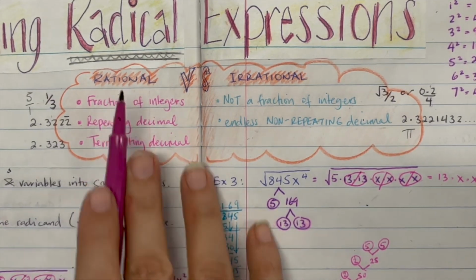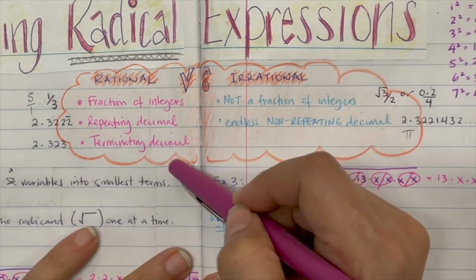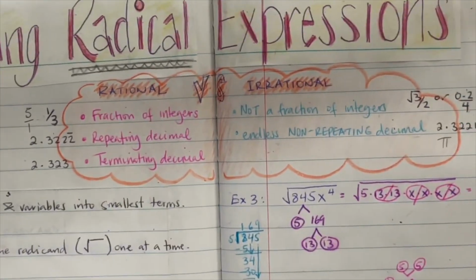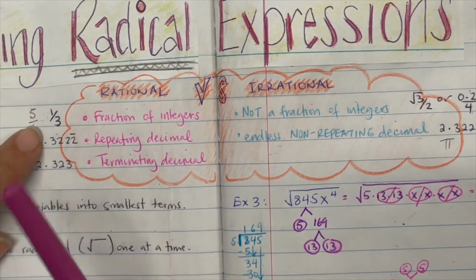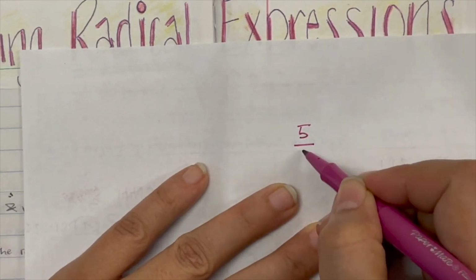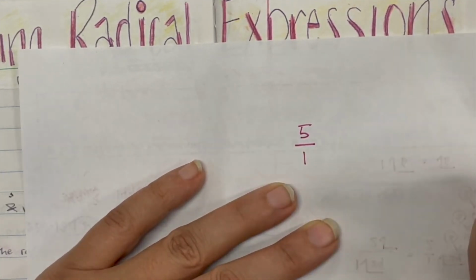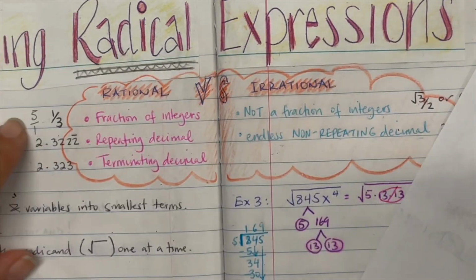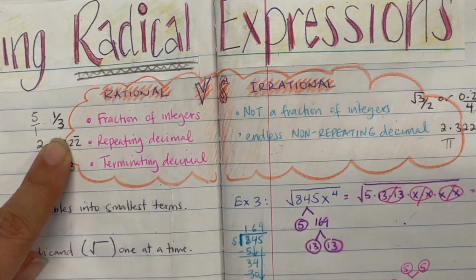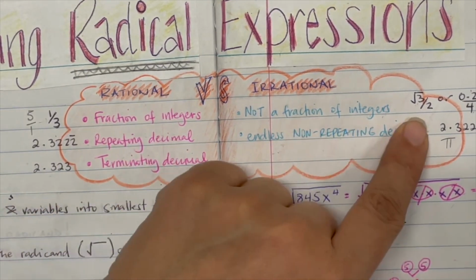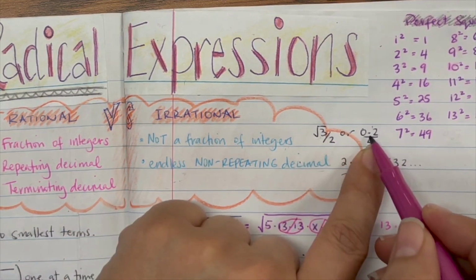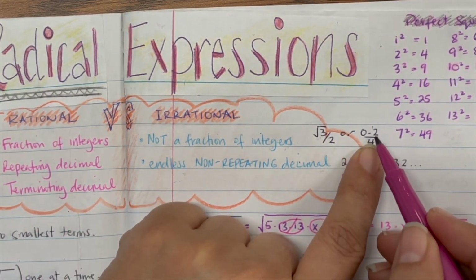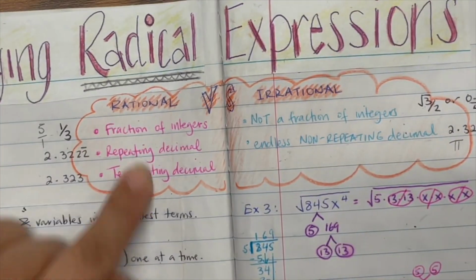Rational, all right, can be rewritten. These 3 things must be true, okay, for it to be rational. It can be written as a fraction of integers. What does that mean? You have like a number 5. And 5 divided by, if I was to write it as a fraction, it would be what? 5 divided by 1, right? That's a fraction of integers. Okay, 5 divided by 1. 1 over 3. That's a fraction of integers. What is not a fraction of integers? If I have radical 3 divided by 2, because radical 3 is not an integer. What about 0.2 divided by 4? 0.2 is not an integer. So again, for it to be rational, these 3 things must be true.